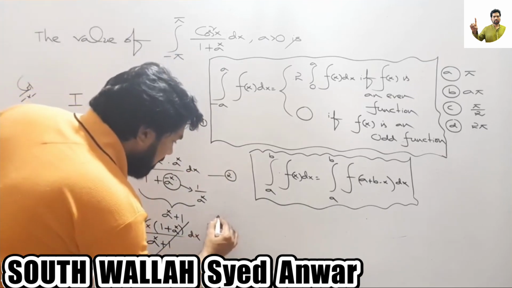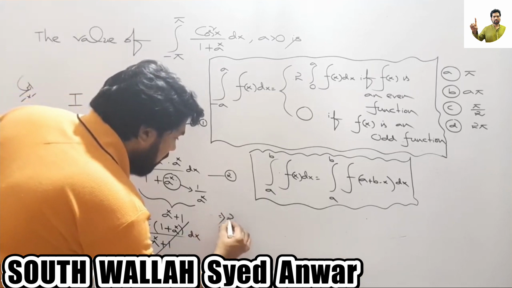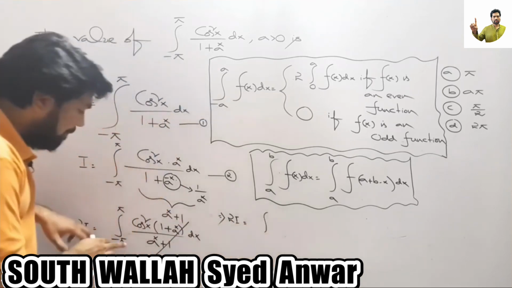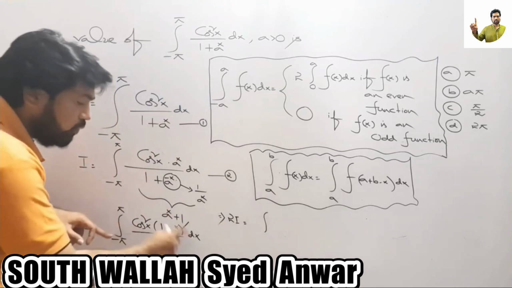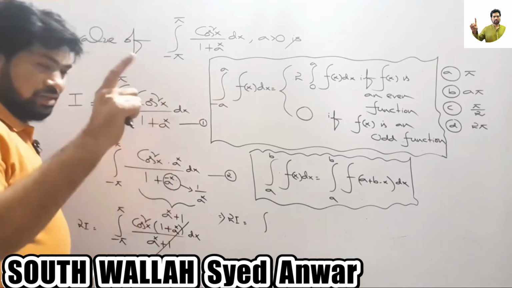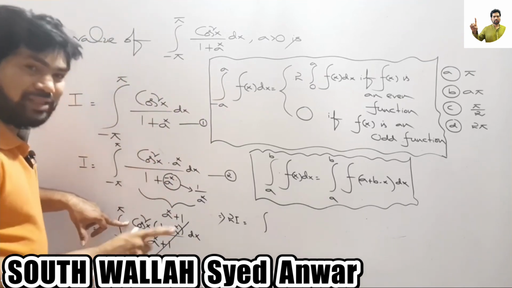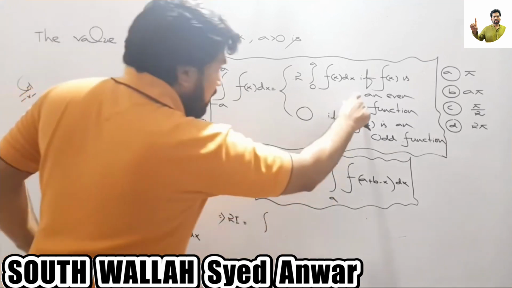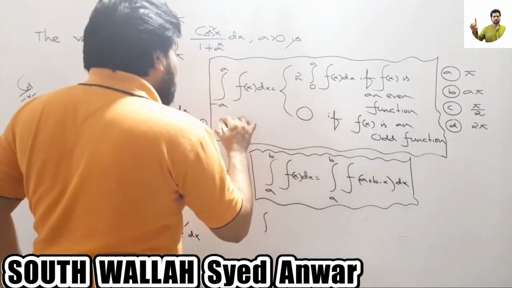So 2I is equal to integral from minus pi to pi of cos square x into dx. Here cos square x is clearly an even function. So in this situation we can apply this property.